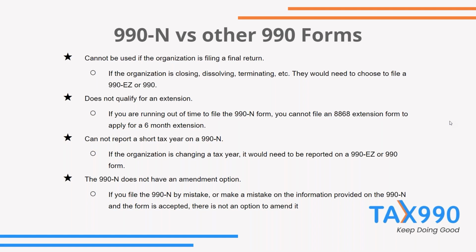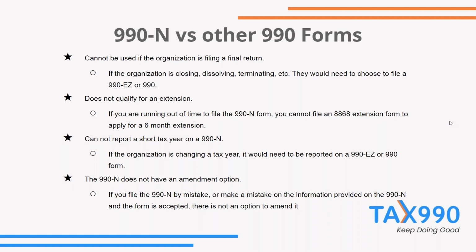An organization is not able to report a short year on the 990N. If the organization is changing a tax period, it would need to be reported on a 990EZ or a 990 form. A short tax period is not accepted on a 990N because the IRS wants more information as to why you are reporting a short tax period, and as mentioned, you're not able to provide explanation or additional information on a 990N form.